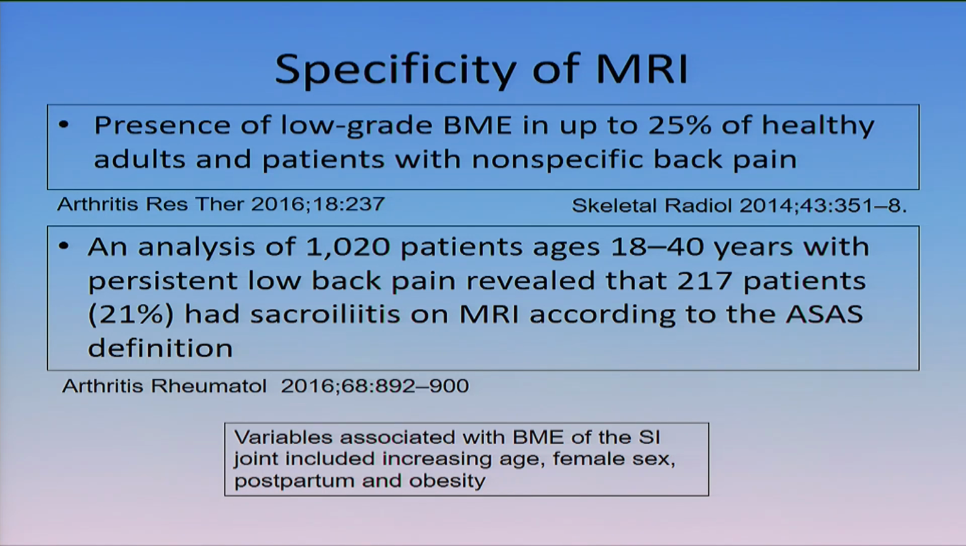Then there was a large study where more than 1,000 patients in the young age group who had persistent low back pain of any nature had MRI, and 217 patients, 21%, had sacroiliitis on MRI according to the ASAS criteria. But these patients did not have spondyloarthritis, and they did not even have non-radiographic spondyloarthritis if we use the full classification criteria. So what is happening to these individuals? They have low back pain, and they have changes on the MRI, but they don't have the disease. This type of scenario all of us face in any type of disease we come across.